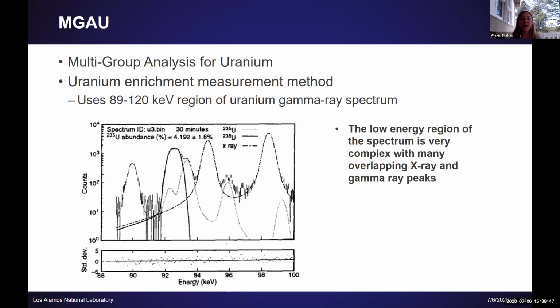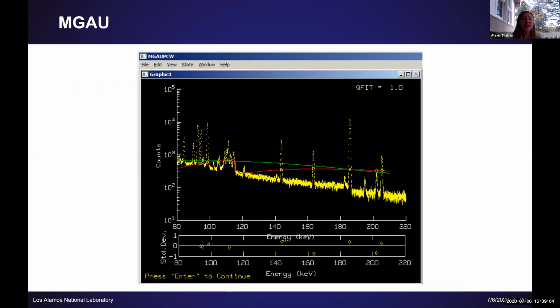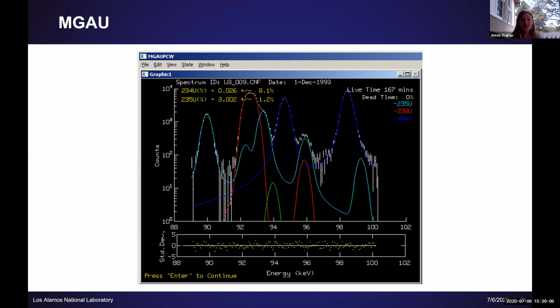Additionally, the same sort of analysis method applies to uranium. We call it MGAU, or just multi-group analysis for uranium, very simple. And so again, this uses a low energy region where you have some very characteristic gamma rays. And again, you have these overlapping peaks that are attributed to different isotopes of uranium, as you see here. And then your MGAU can go ahead and show you what the different contributions are from the different isotopes.